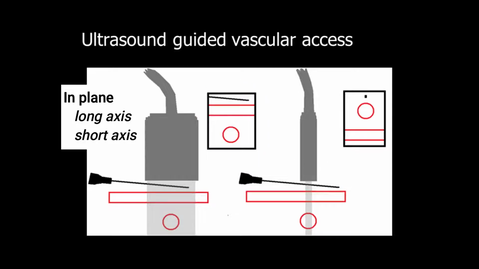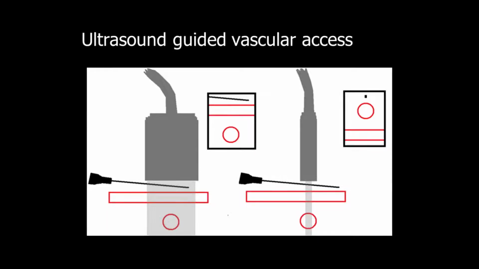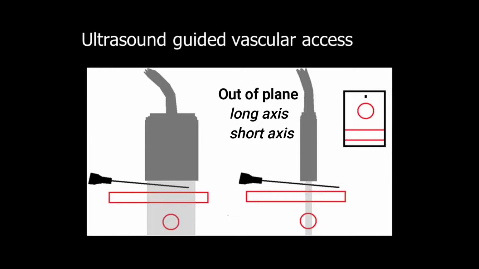So in plane long axis, or you can also do short axis of the structure, so short axis of the vessel, or long axis. That is important because for neck access, sometimes there is not enough space to do it that way, so we end up doing out of plane, in which the ultrasound probe is perpendicular to the vascular structure, again in the short axis of the vascular structure, and the needle is also out of plane, so out of plane in short axis of the vessel.